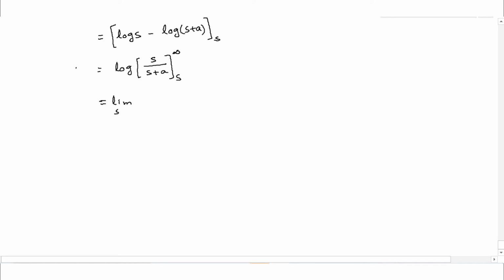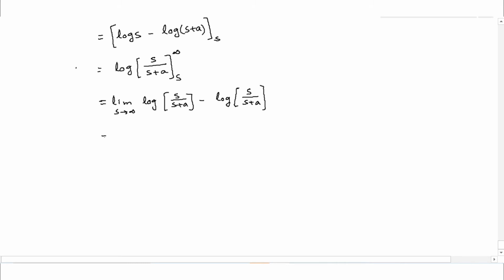Applying the upper limit, as s tends to infinity, you have log of s by s plus a. This is the upper limit value. Minus the lower limit value, where for s you replace s itself, so you get the same expression, log of s by s plus a. I have written the upper limit value minus the lower limit value.